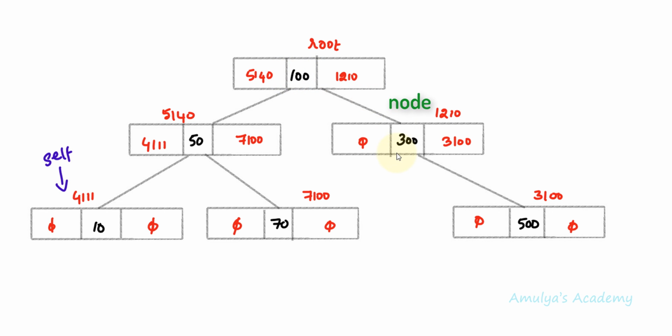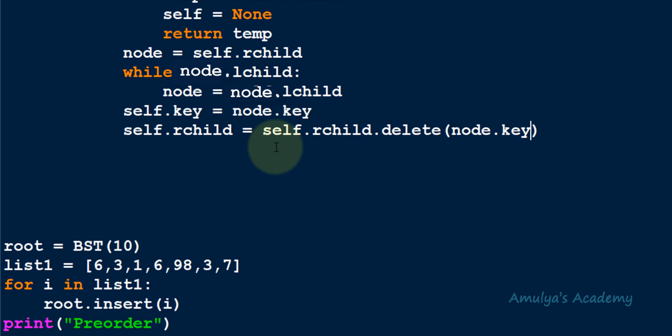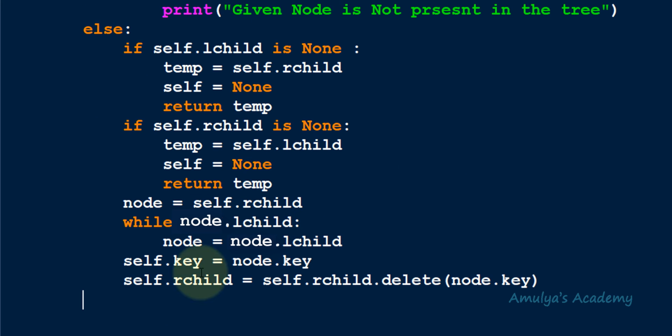So for that I'll first replace its key. So here I'll take self.key equal to node.key. So it will become 300. Now it is replaced. Now I'll delete this node. So to delete this node, I'll call self.rchild.delete(node.key). And later, outside the else, I need to return self. Okay, I need to return the value here, self.